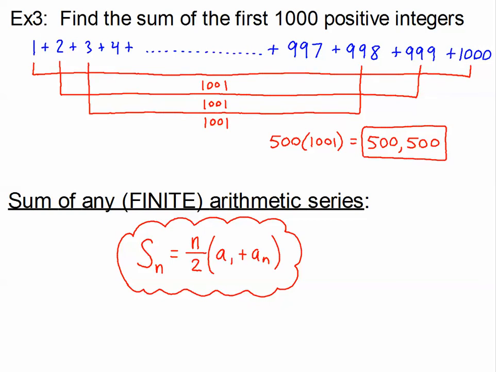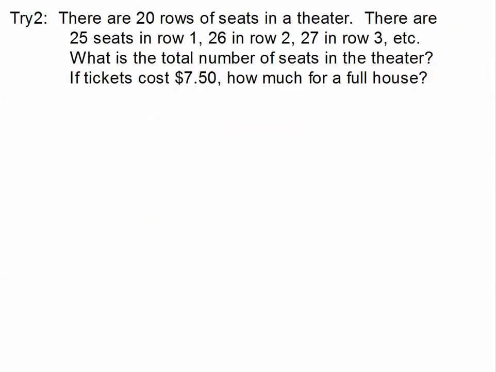And that's where I'd like to stop with this final try problem. It says there are 20 rows of seats in a theater. There are 25 seats in row 1, 26 seats in row 2, 27 seats in row 3, etc., for 20 rows. What is the total number of seats in the theater? That's my first question. And then once you know that, if tickets cost $7.50, how much would you get for a full house? Meaning every seat is taken.